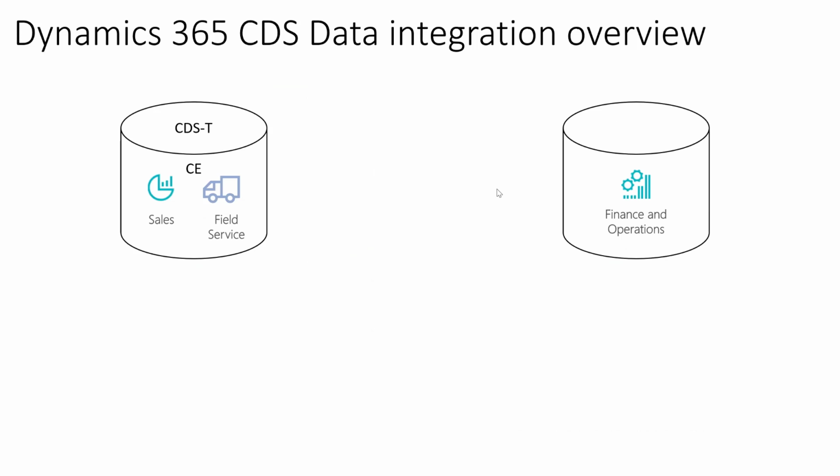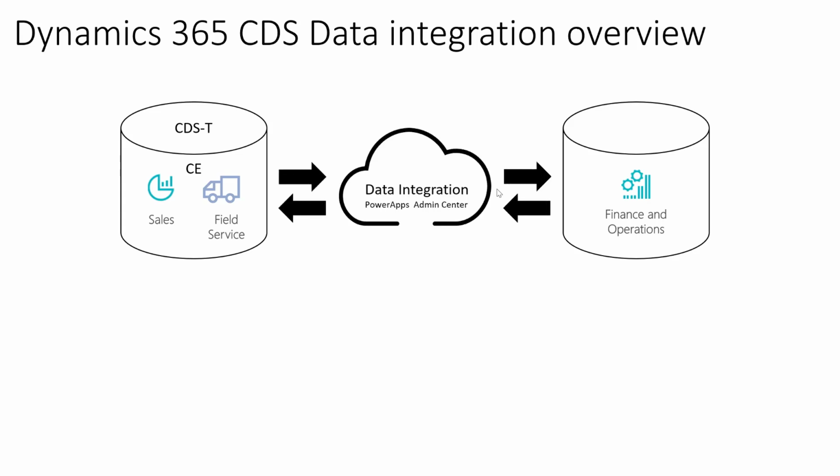So if we look at the two databases here, the CDS and the Finance and Operations database. In the CDS, which is the CE, the customer engagement, we have modules like sales and field service. These are the ones that we'll be talking about today. On the other side, we have finance and operations. So now we're using the data integration, which is located in the Power Apps Admin Center. This is where we have the tool. This is the tool we are using to move data.